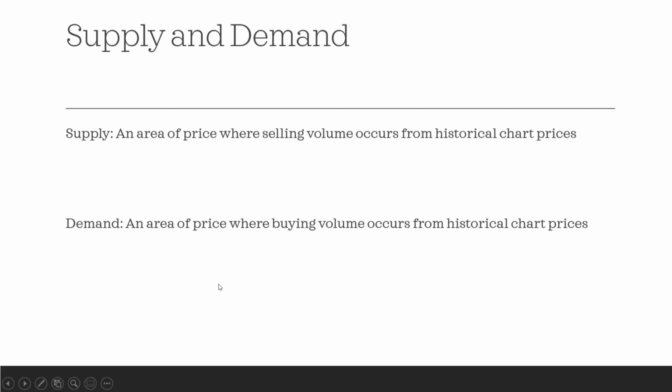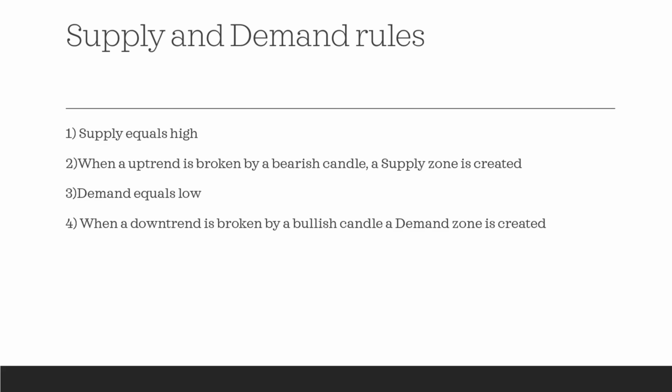Demand areas are the opposite of supply zones. They're going to be buying areas, so they're going to be an area of price where buying volume occurs from historic chart prices. Look left to go right, whether it's a buying opportunity or a selling opportunity. That's really all there is to trading. No indicators, just looking back at historical prices, reacting from the zone, breaks and retests. If you are a break and retest trader, you're going to do fantastic in these markets. I don't know how anyone else really trades without looking at just pure market structure and breaks and retests. But that's just me.